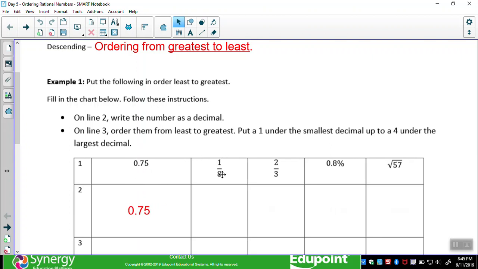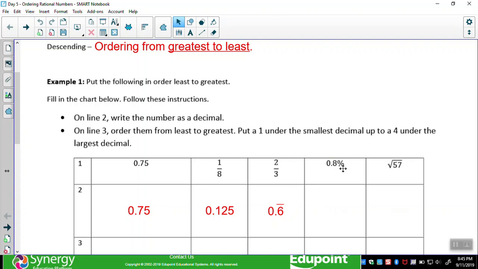To convert 1/8, remember we're going to put that into our calculator. It becomes 1 divided by 8, and that will give us 0.125. Then we need to convert 2/3. So again, that's going to be 2 divided by 3 in our calculator, which gives us 0.6 repeating.